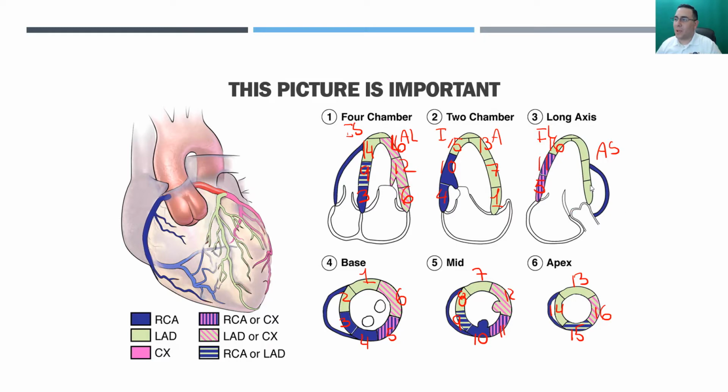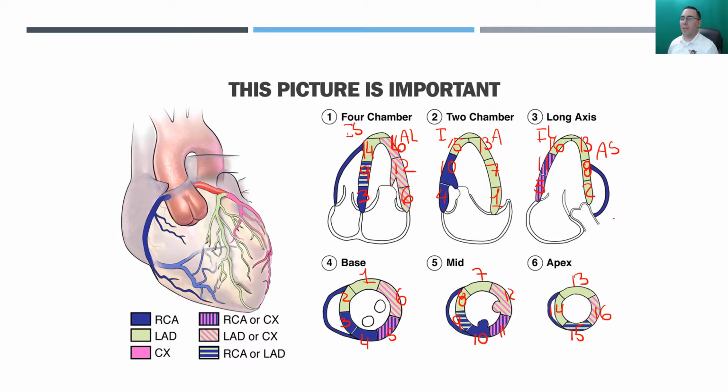Alrighty, so here, this one has to be basal anteroseptal, which is number 2. This one right here has to be mid anteroseptal, which is going to be number 8. And this one, we don't have a septum anymore. Septum is done, because this is the right ventricle. So we're going to call this one apical anterior. So we have number 13.